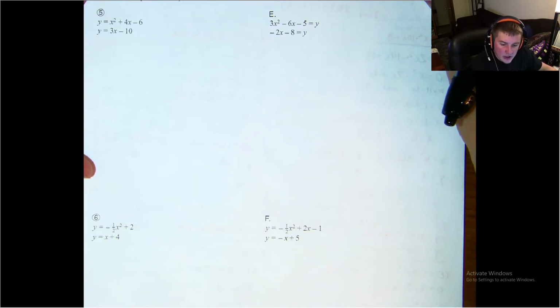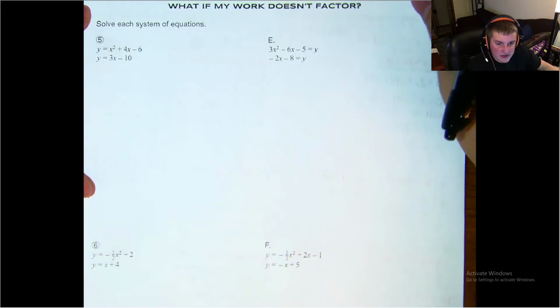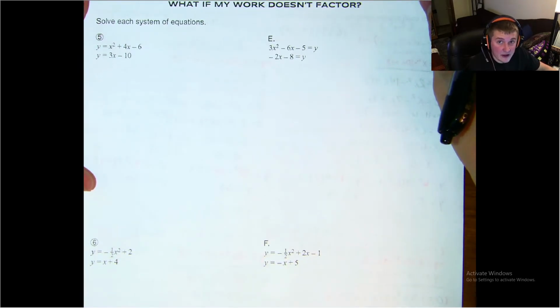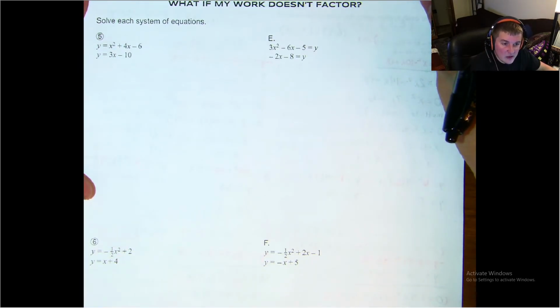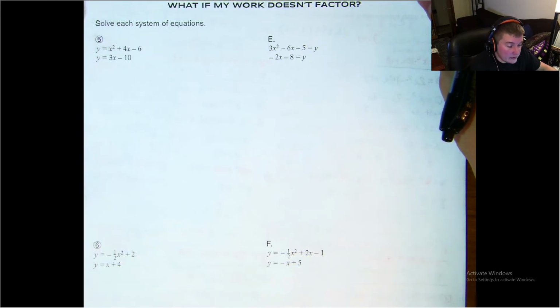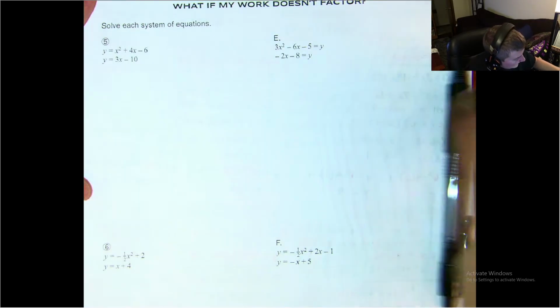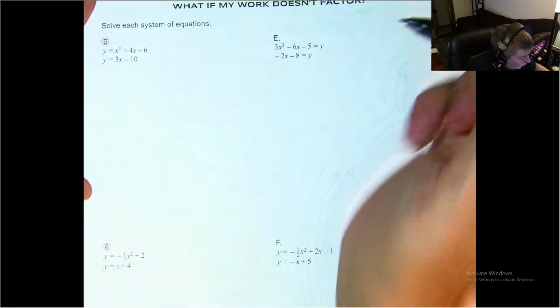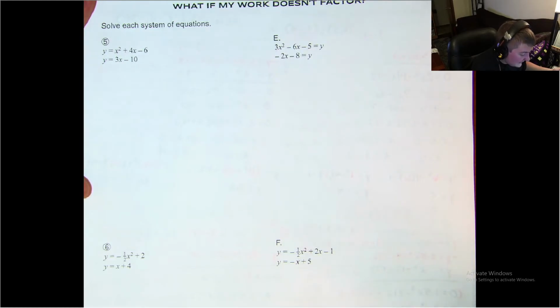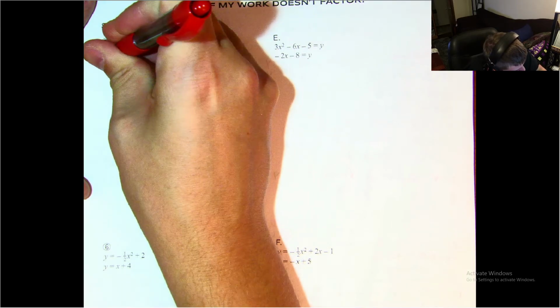Okay, so these are problems where, as you can see, my work is probably not going to factor. So we have a couple different options that we can do. And my guess is most of you all are going to want to do one specific method. So that's the method I'm going to choose. So here, I can use the substitution or elimination method. It really, honestly, doesn't matter. I personally prefer the substitution method, so that's what I'm going to use.